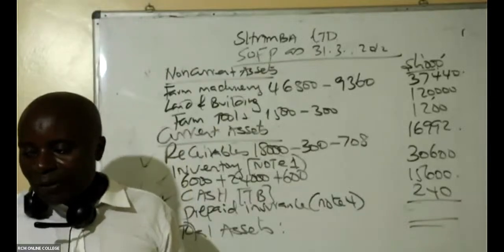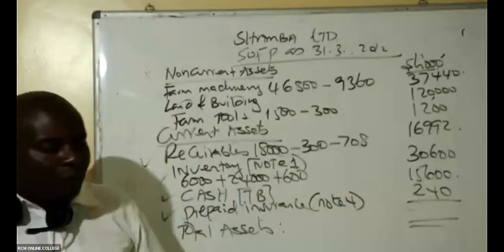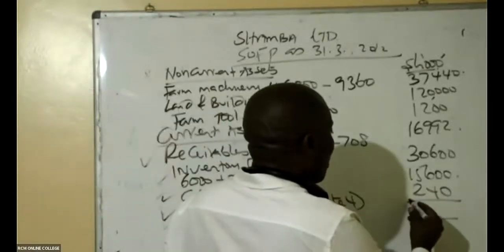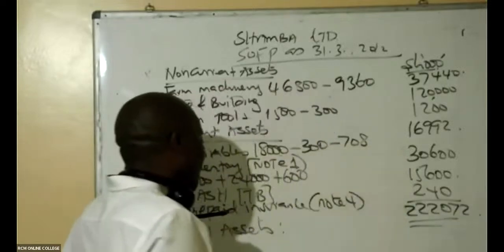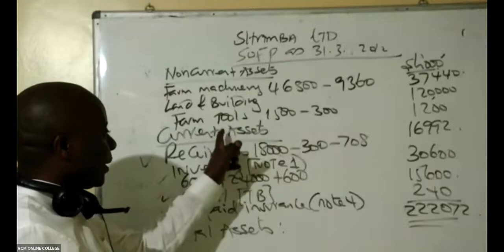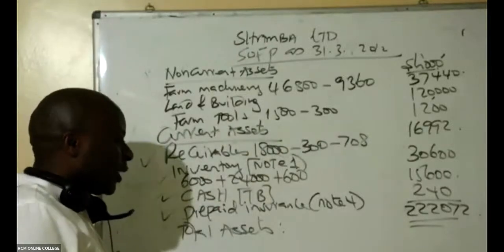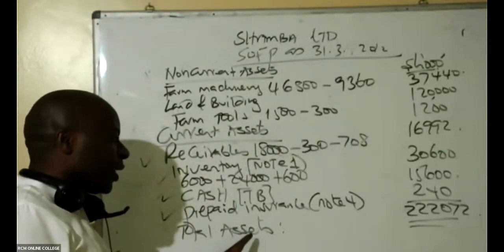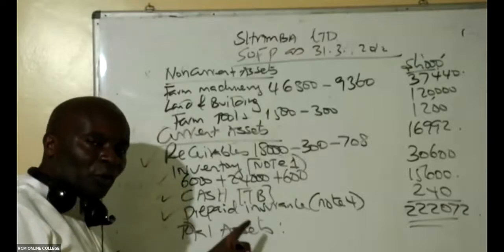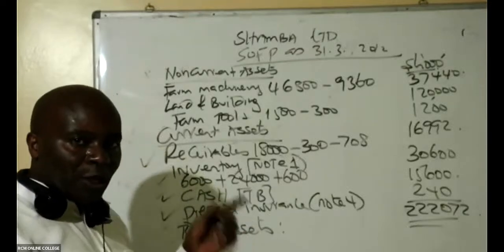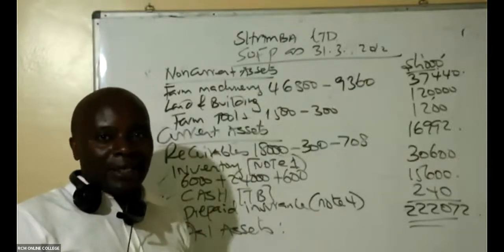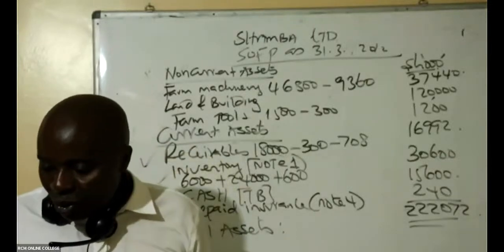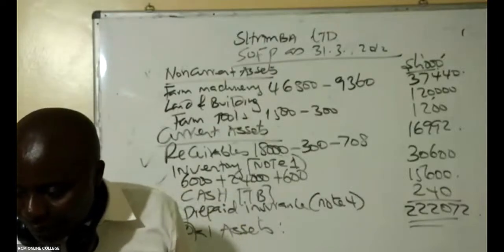So according to Margaret, we have 222,072. And then, ladies and gentlemen, these assets here must be accounted for. How are they financed? Remember, for asset financing, we look at the owner's equity or liabilities. So you'll have to allow me, because of lack of space.